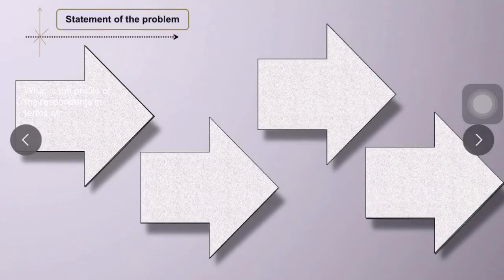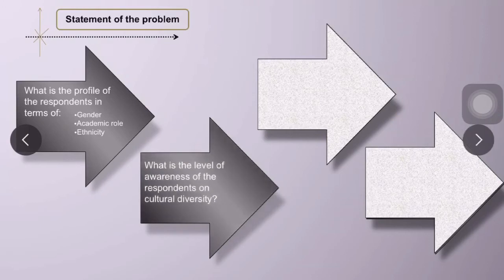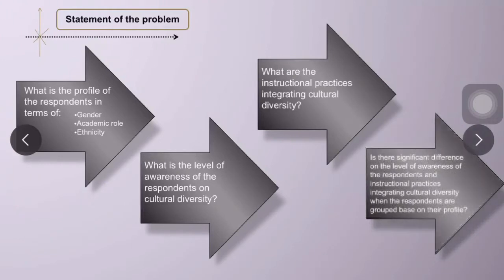In our statement of the problem, first is the profile of the respondents. We seek to analyze the responses of different demographic profiles of the respondents in terms of gender, academic role, and ethnicity. Second is the level of awareness of the respondents on cultural diversity. Third is the instructional practices integrating cultural diversity. Fourth is if there is a significant difference in the level of awareness and instructional practices integrating cultural diversity when grouped accordingly.